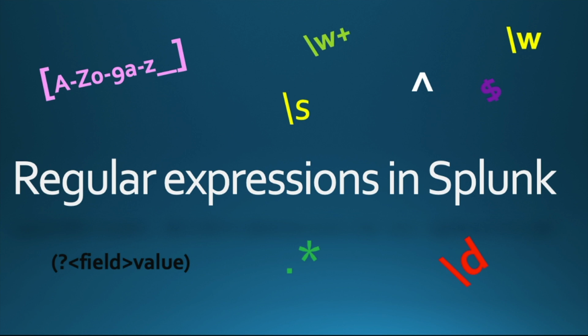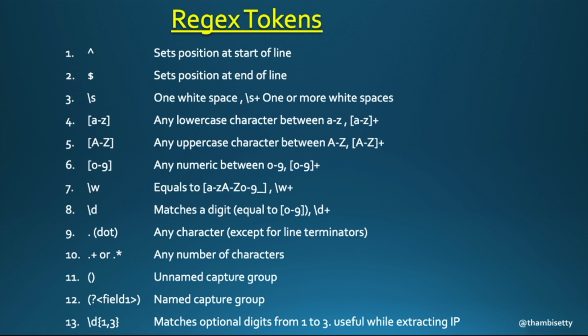First, I'll talk about regular expression common or basic tokens which are frequently used in our daily job. First token is caret. It sets position at start of the line. Second token is dollar. It sets position at end of the line. Backslash s matches only white space. Adding plus to it matches one or more white spaces.